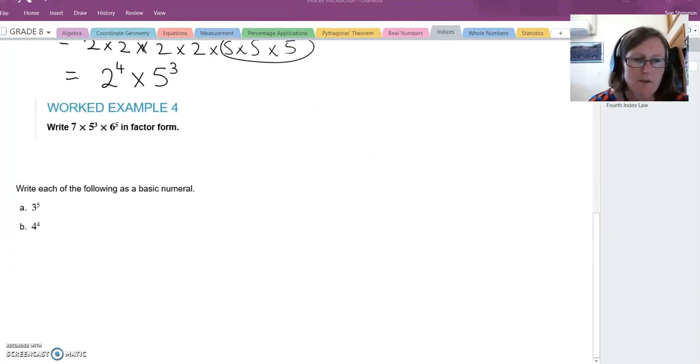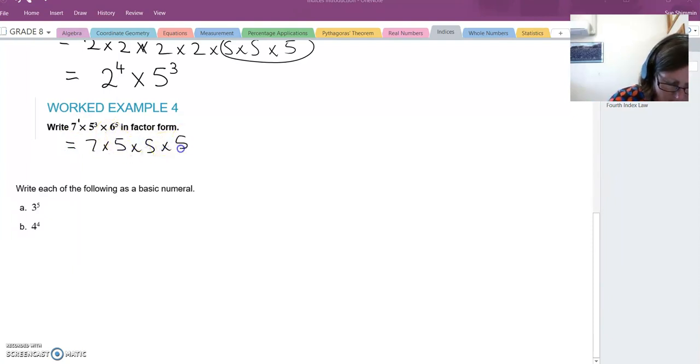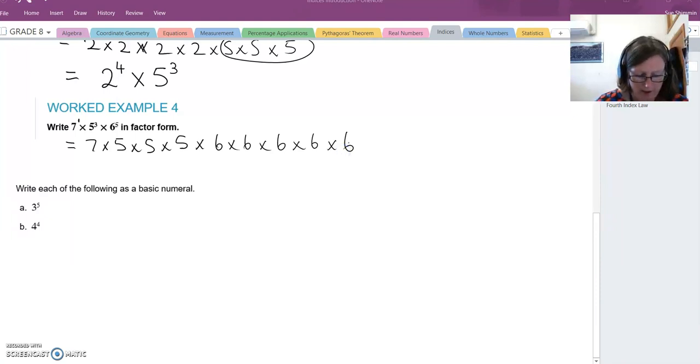Alright, writing the next one in factor form. 7 times 5 to the power of 3 times 6 to the power of 5. I often put a 1 there so we realise that it's one lot of 7. So to write this, it's one lot of 7, there are 3 5's and there are 5 6's. So that there is how we would write that in factor form.